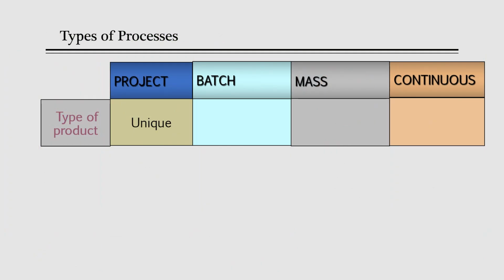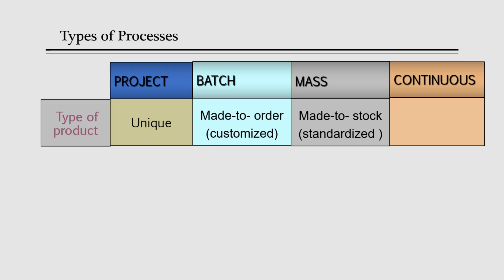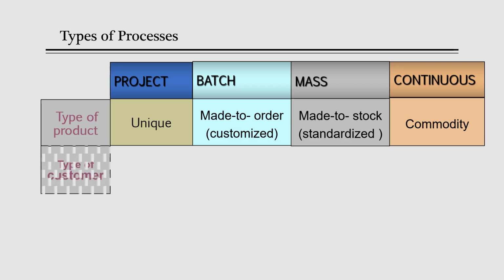Let's go into more detail regarding these process types. When it comes to project, you can see a unique product. But when it comes to batch, you are producing depending on the orders, which means made to order. In mass production, you are going to produce large quantities for inventory purposes. These are standardized products. In continuous production, you are producing homogeneous commodities. You can't uniquely separate the products. As a commodity, you are going to produce it.